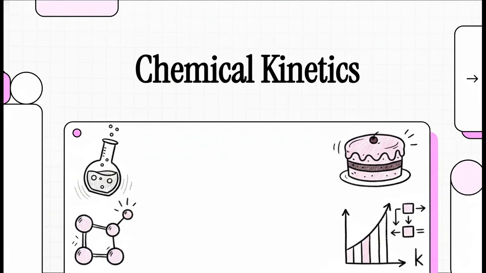Welcome back. Today we're doing a big picture review of a topic that's, well, everywhere. From baking a cake to how life itself works. We're talking about chemical kinetics. This is your chapter summary. We're going to hit the highlights, the key terms, and the must-know equations all in one spot. All right, let's get into it.